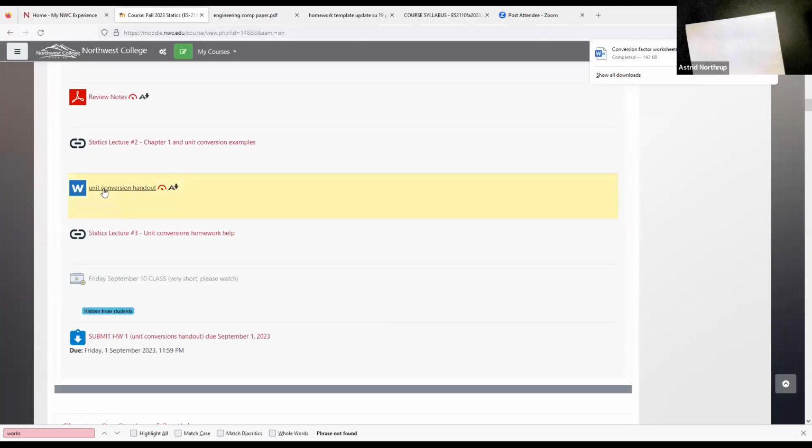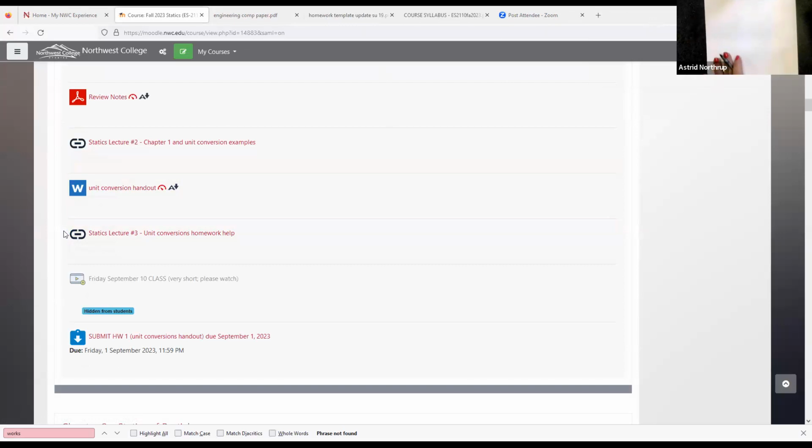Okay. So this is the first homework that we have. And basically, it is just a handout from a textbook getting us used to the idea of converting units. And of course, because this is engineering, there's a form that we want to do it. We want to do it on the engineering comp paper, which you can just come down to my office and get some. And then you want to make sure that you have that as well.